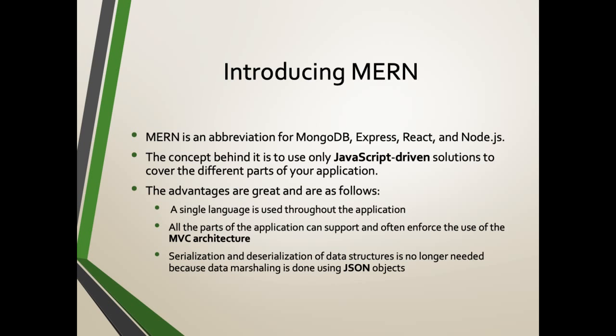So MERN. The concept behind it is that you only have to use JavaScript, a single language for the application. All parts of the application can support and often enforce the use of MVC, and then serialization and deserialization of data structures is no longer needed because it's all in JSON objects. That stands for JavaScript Object Notation.